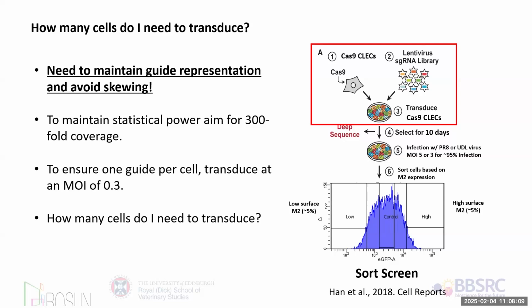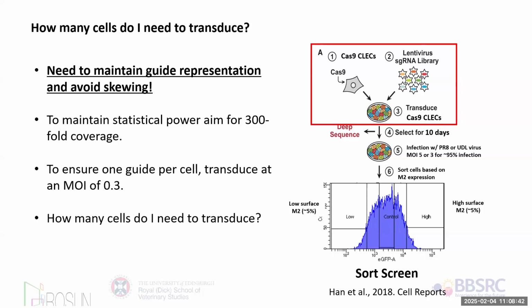So yeah, around about 70 million. And the calculation is essentially you've got 20,000 guides. You need the coverage that you're aiming for, say 300. So you multiply that 70,000 by 300. Then you've got to increase it by the number of cells that you're transducing to make sure you have a multiplicity of 0.3. So you take that and you divide it by 0.3. That increases it up.